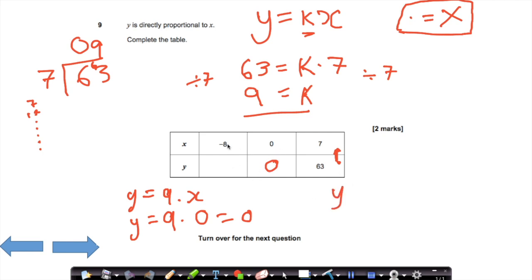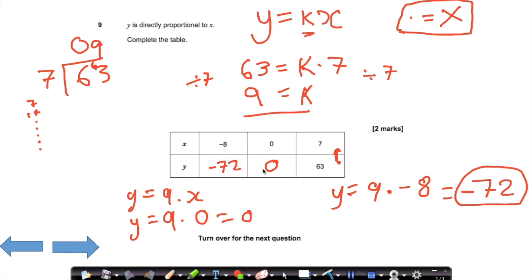If I look at my final one here, my final x value, to find out what y is for the last mark, y is directly proportional to x, and we know that the scalar now that we found is 9, so 9 multiplied by, in this case now, minus 8. So 9 times 8 we should know is 72. However, as this is 1 negative in the multiplication, the answer will become negative, so it's going to be minus 72. So our y is therefore minus 72.